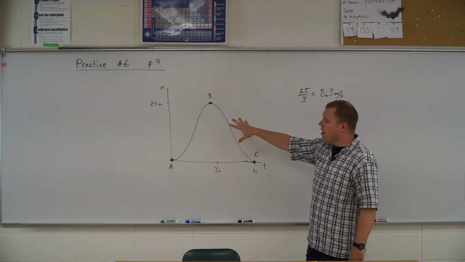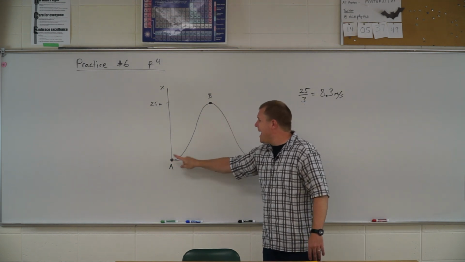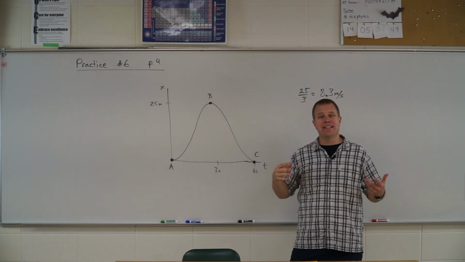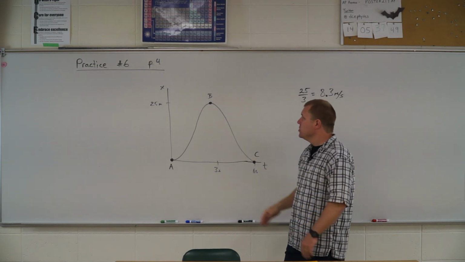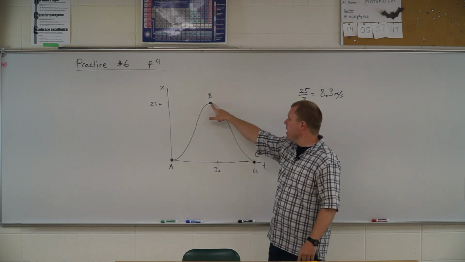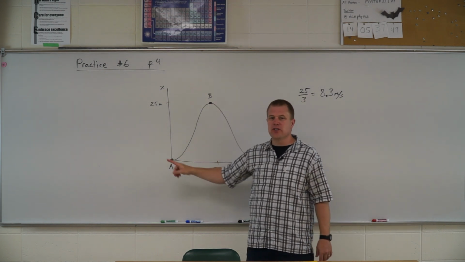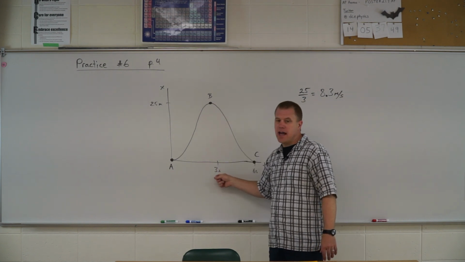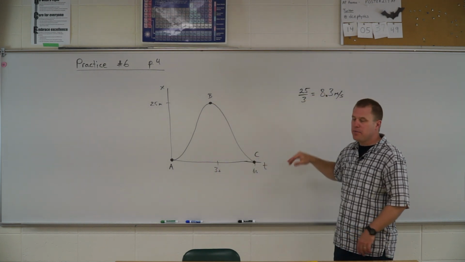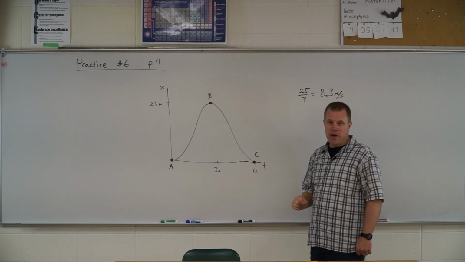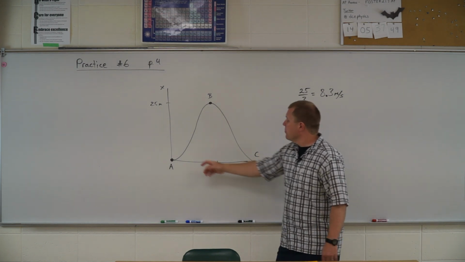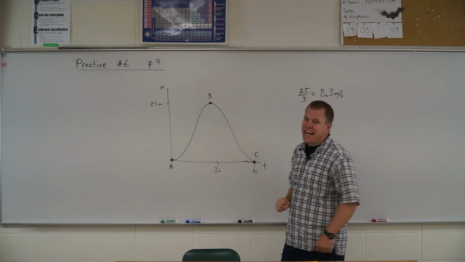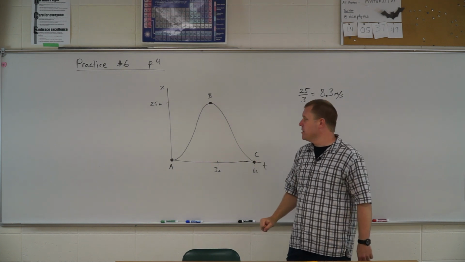So on this one, we are going from A to B. It wants to know what is the average velocity. So I need to know the displacement. My final position was 25, my initial position was 0. 25 minus 0, I went 25 meters in a time of 3 seconds. So 25 divided by 3 gives me 8.3 meters per second. So from A to B, I was going at an average of 8.3 meters per second.